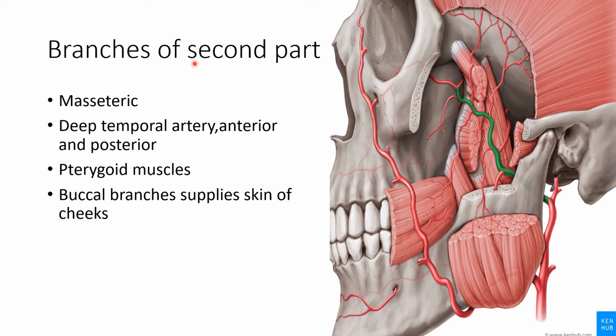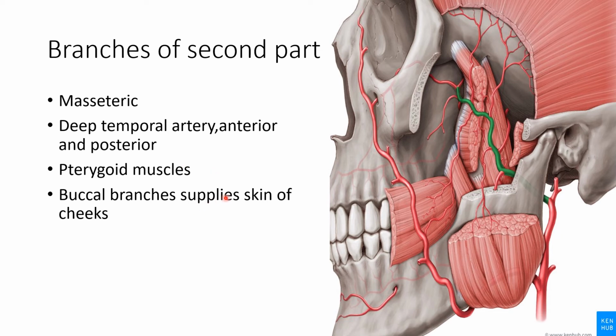The masseteric branch supplies the masseter muscle, and there is the deep temporal artery. The deep temporal artery basically divides into anterior and posterior divisions, which I showed you in the last picture. Then the pterygoid muscles: both the lateral pterygoid and the medial pterygoid are supplied by branches which come from the second part.